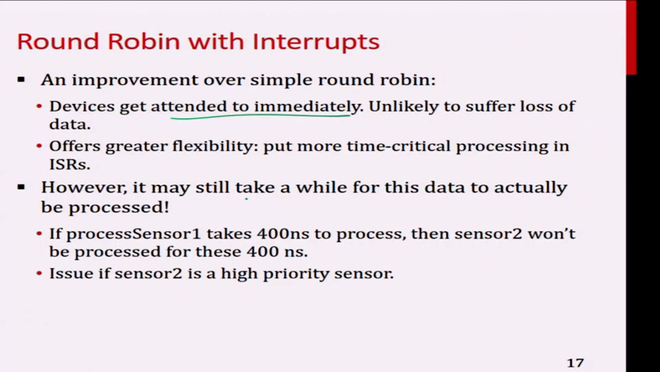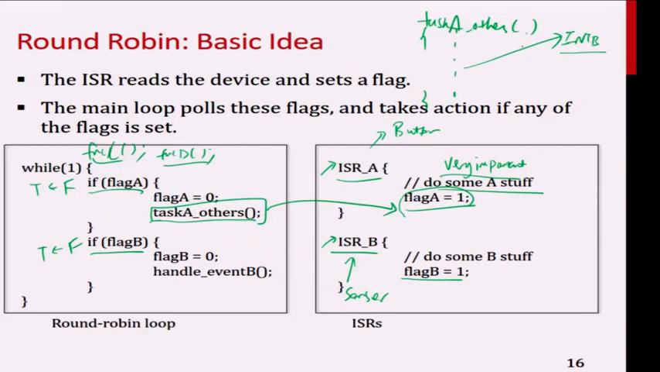You are still taking a while for the data to be actually processed. So if sensor 1 takes 4 nanoseconds to process, then sensor 2 won't be processed for these 4 nanoseconds, especially if you have a higher priority sensor. So what does this mean? That means in a situation where this is sensor A and sensor B.